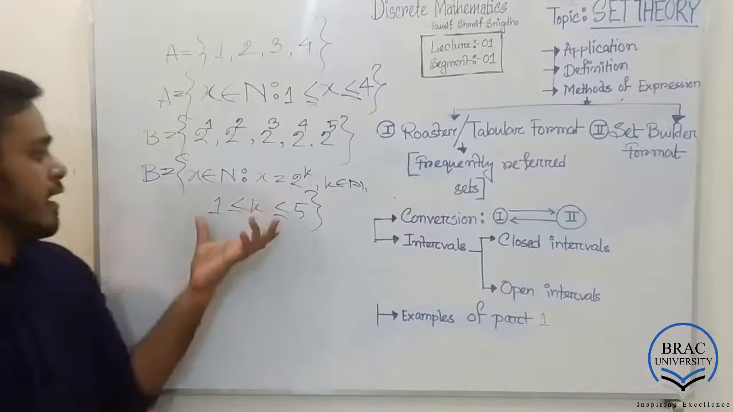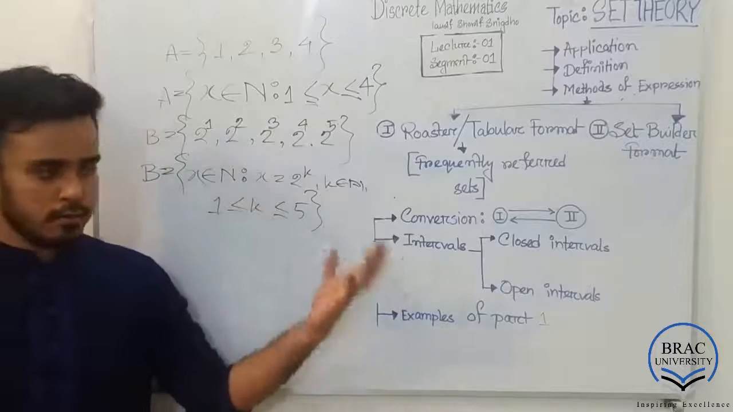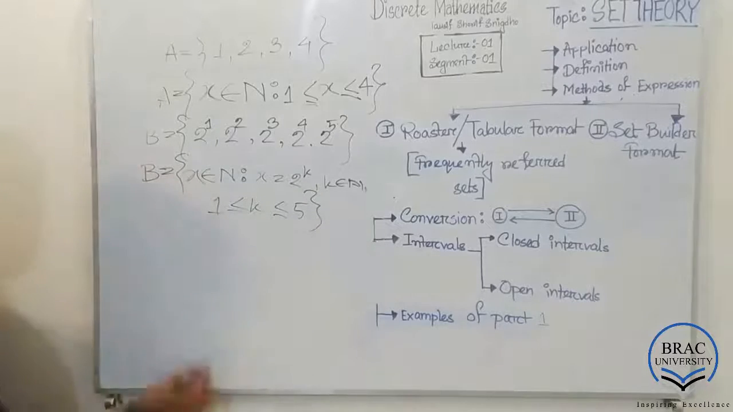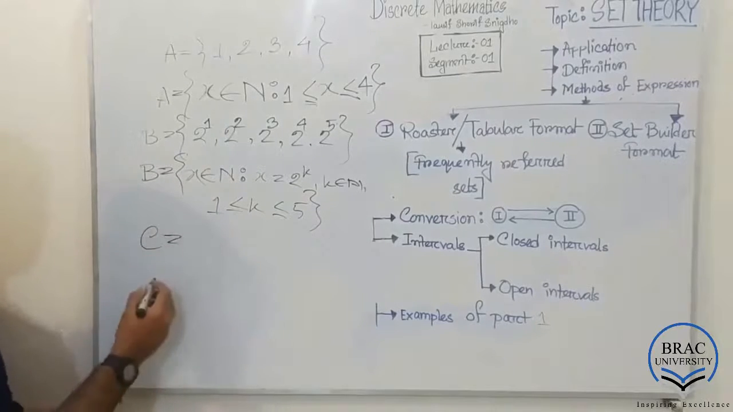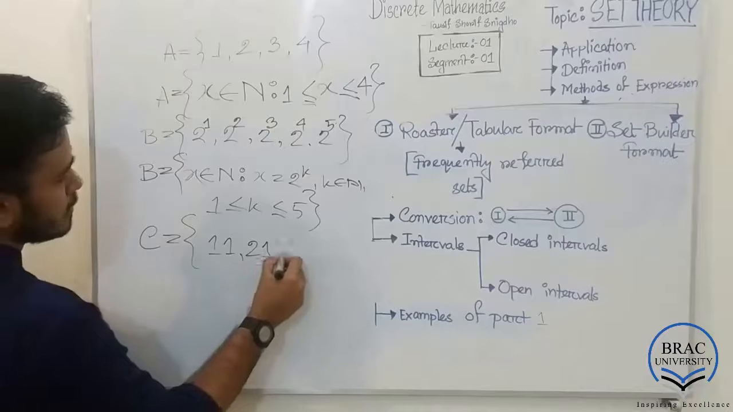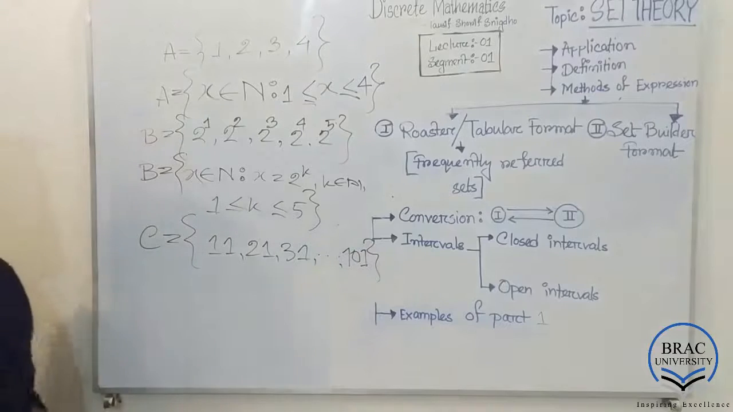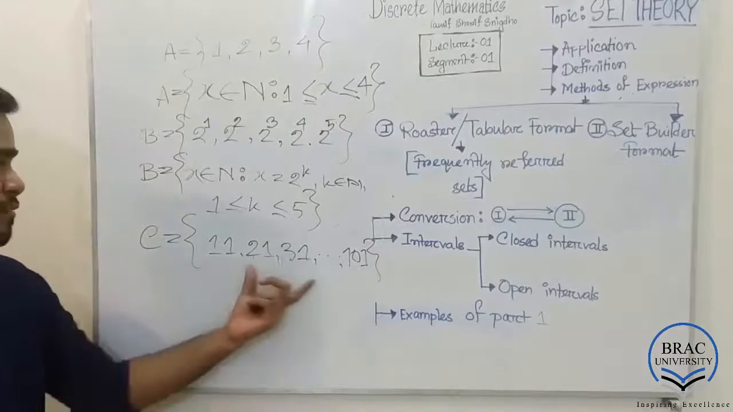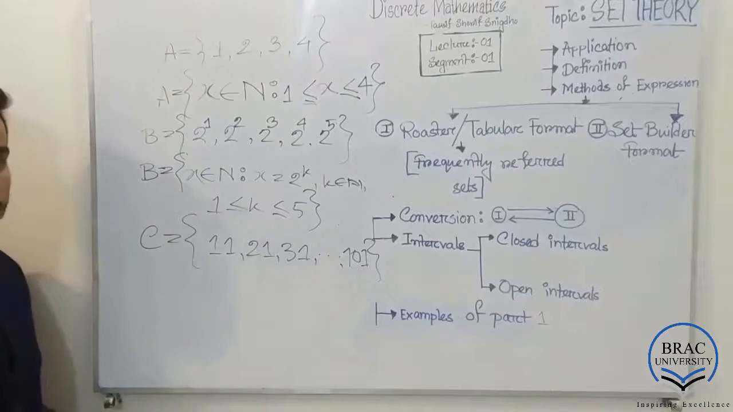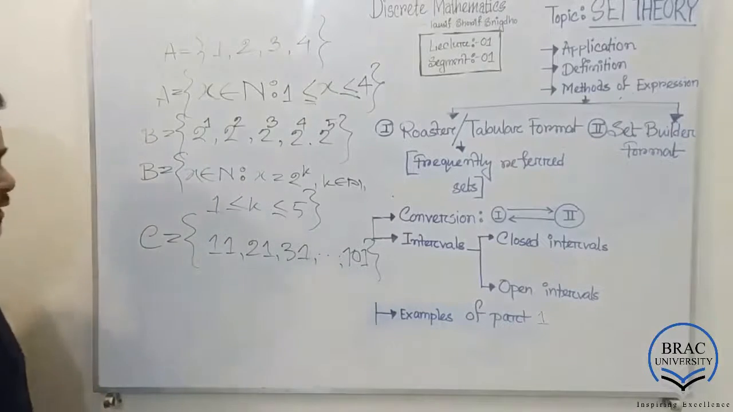So from this expression we can figure out what could possibly be the elements of set B. Okay. So can I ask you something? Pause this video and express this set in set builder method. This set is given in tabular format. We'll express this set in set builder method. How? Okay, try it yourself. We'll move to the next topic.